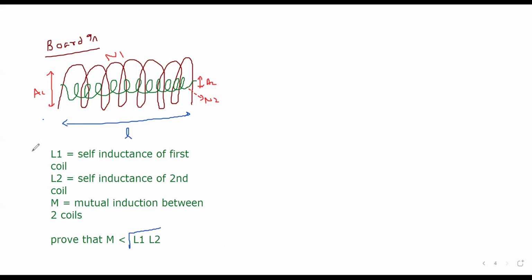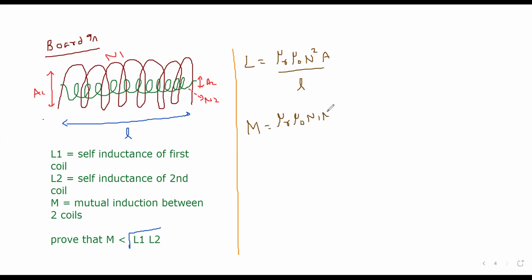This is the proof. It's a very simple question. First, you should know the formula for L. L is mu R, mu naught, N square, A by L. You should know this formula. And you should know the M formula: M is equal to mu R, mu naught, N1, N2, A2 by L. If you know these two formulas, we can easily solve this question. First, I'll give some time for you to think.